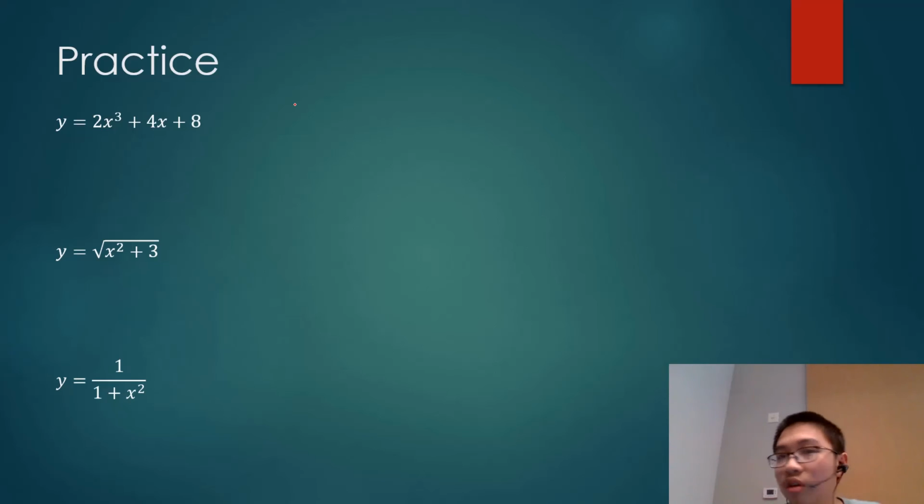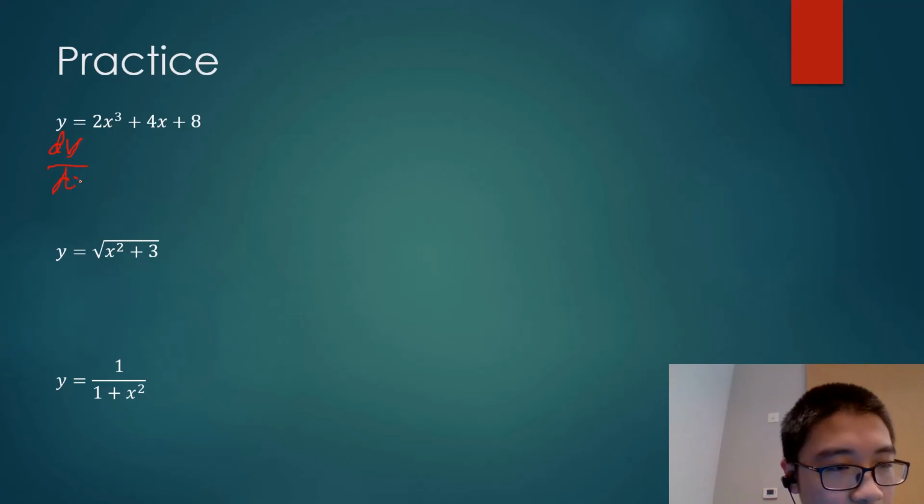All right, so let's do some practice. You can pause the video and try that on your own. To get the answer, let's do that together. y is equal to 2x cubed plus 4x plus 8. So we should use sum rule first, then compute dy over dx by using power rule and constant rule.